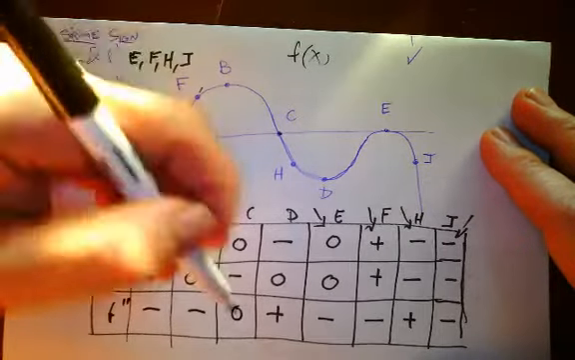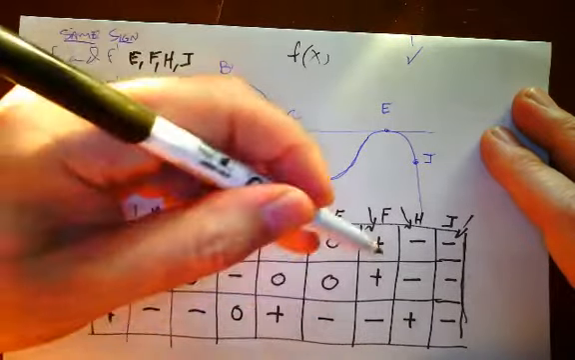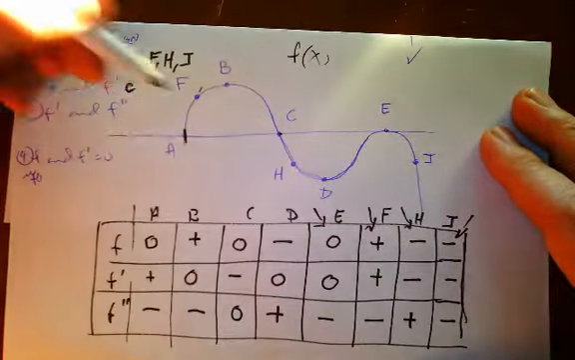Okay, f and f double prime have the same sign. So I'm looking at this row and this row. No, ooh, at C.